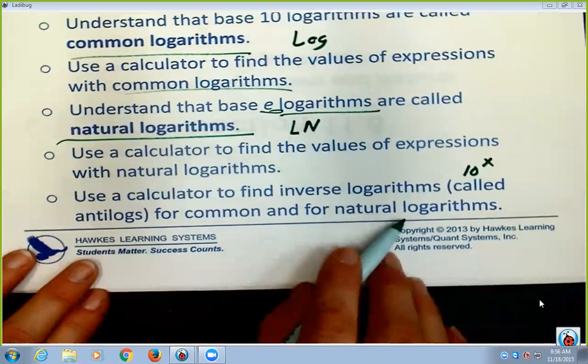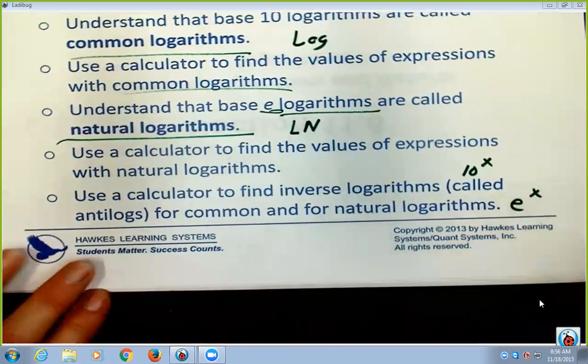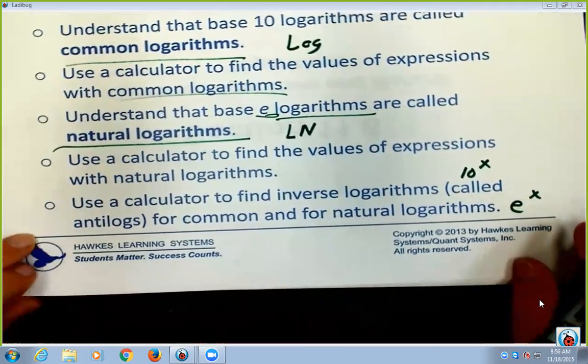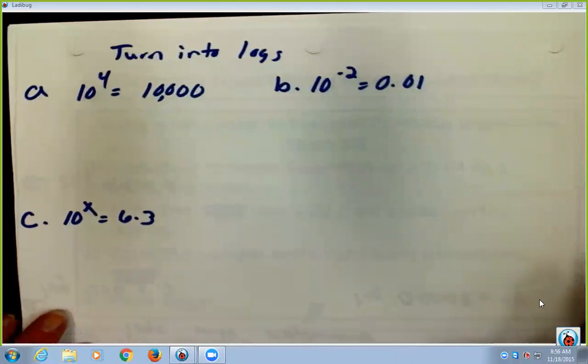For the common and natural logarithms, that's where we use the e to the x key. So we've got a little bit to do, but again, this is all plugging in your values and coming up with those. So a little review from the other day.